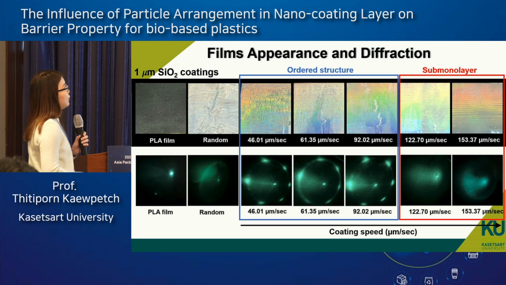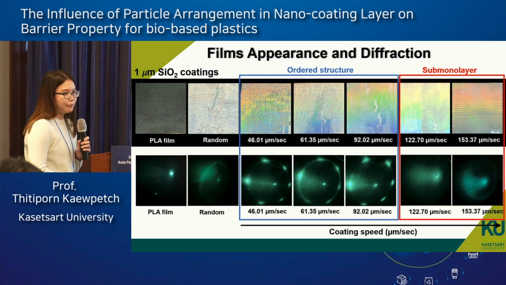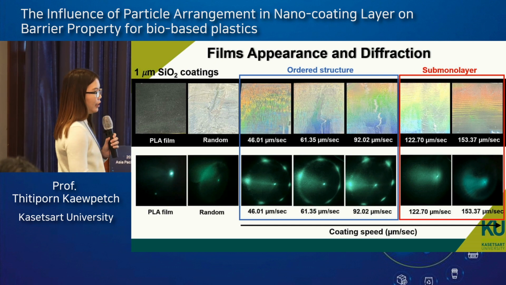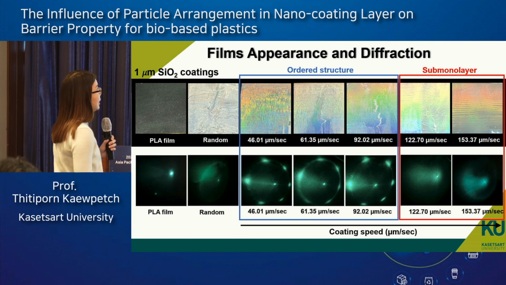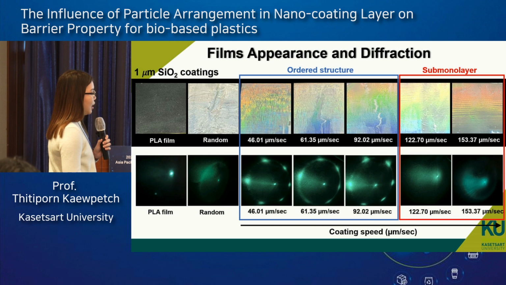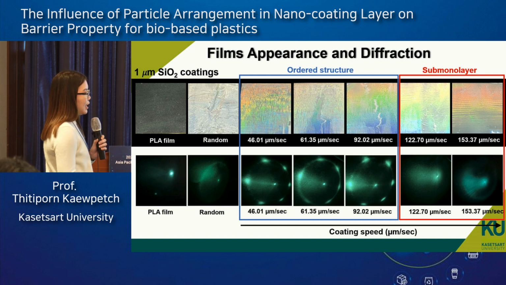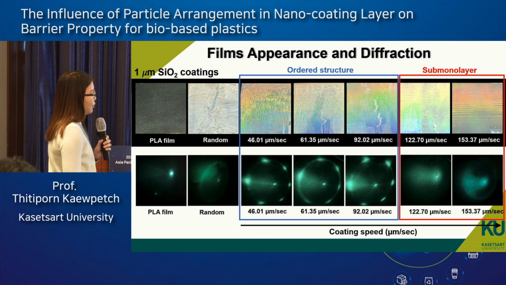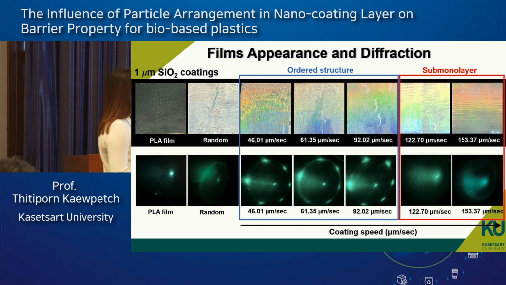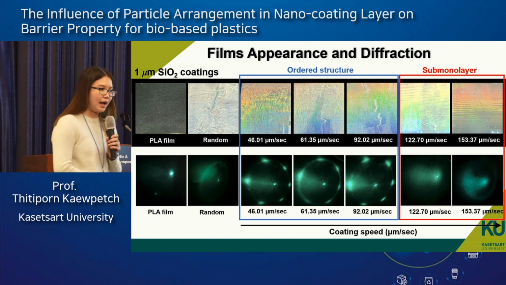When we look at the laser diffraction of the coating layers, if we have the ordered structure, you can see a very clear single dot pattern surrounding a center point, which shows that this structure has six neighbor particles surrounding one center particle. So this shows that the structure of the coating layers is the HCP, or hexagonal close packed structure.